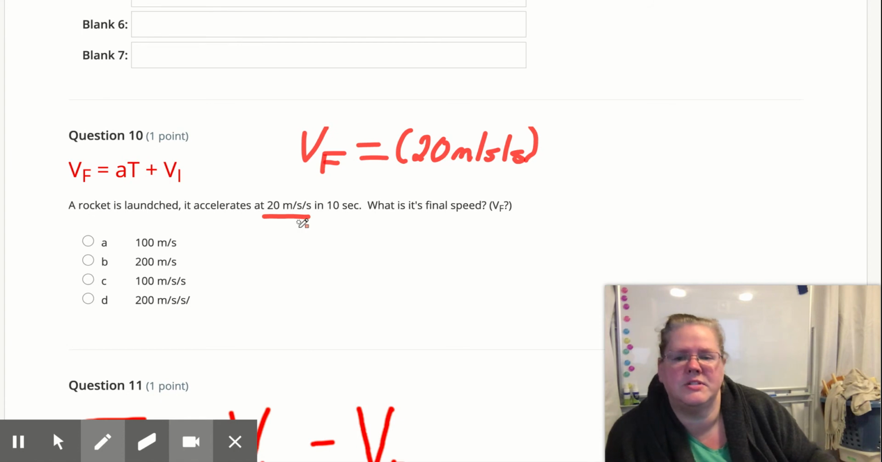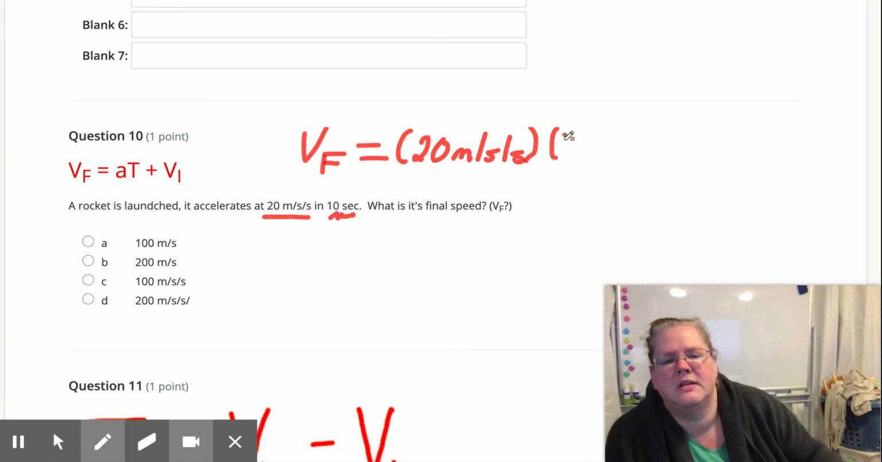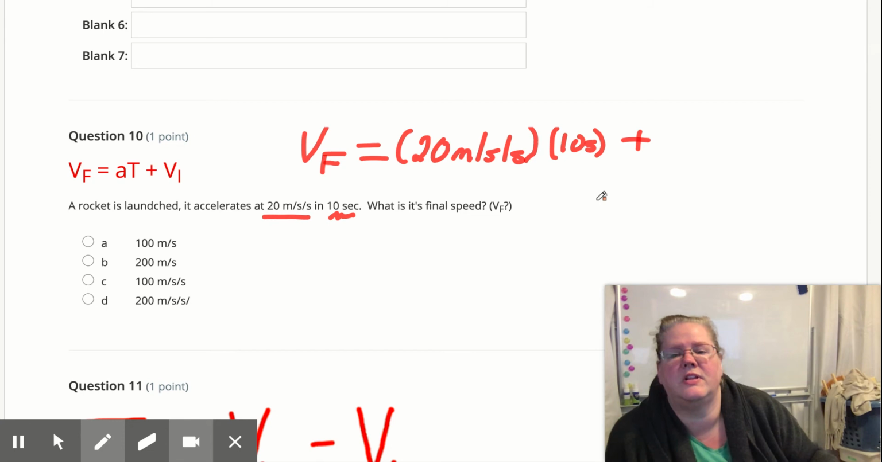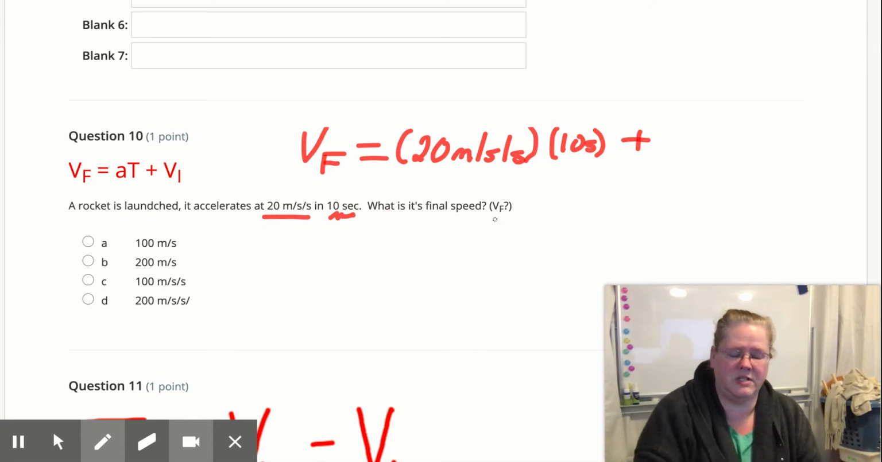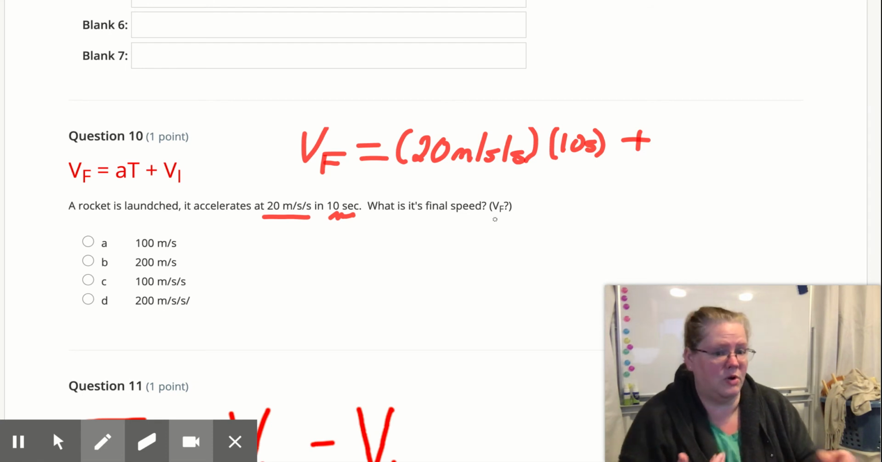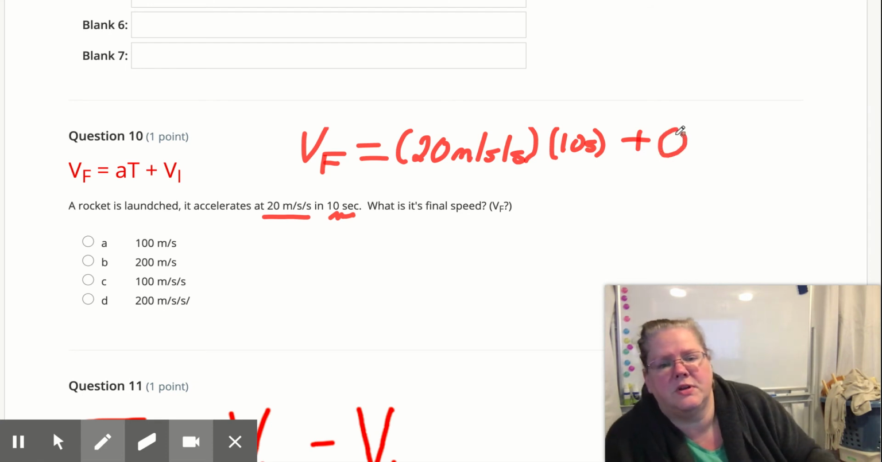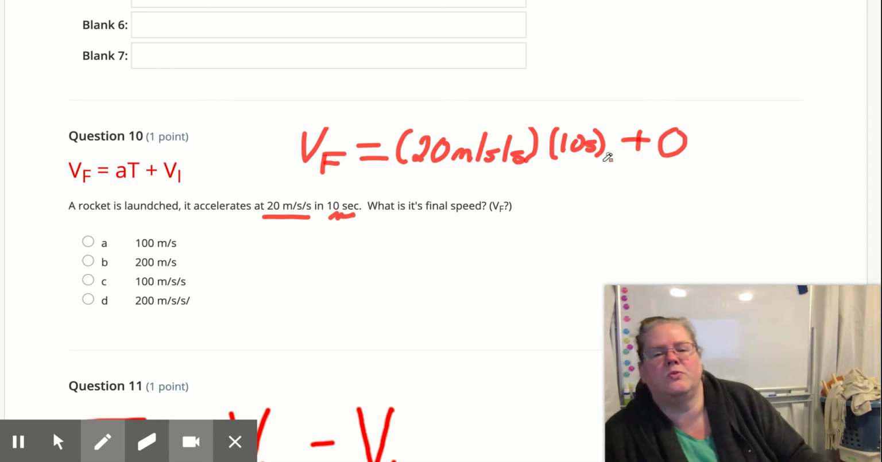Okay? 20 meters per second times how much time that occurred in. Here's my time. So times 10 seconds. All right. Now I need to add to that my initial velocity. So a rocket is launched. Well, wouldn't the initial velocity, if you're launching a rocket from the ground, be 0? So we're going to put 0 there. So the nice thing is that kind of disappears from the formula.